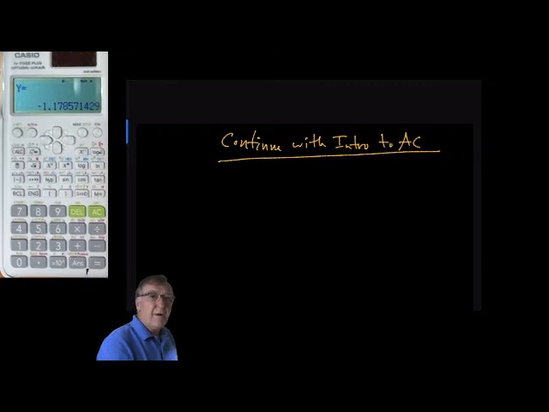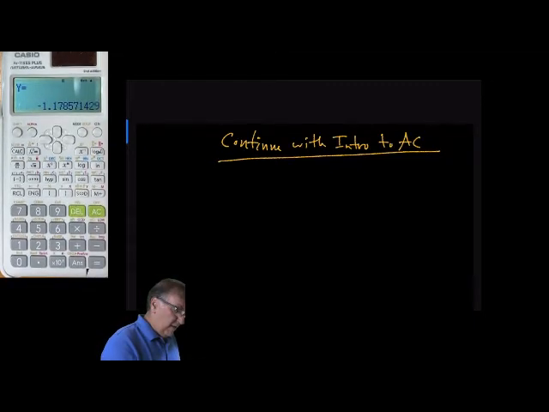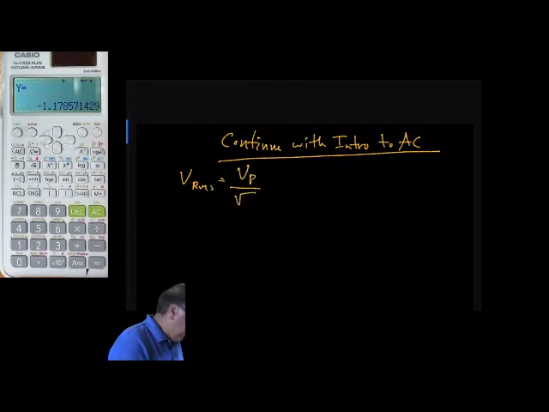We're going to continue our discussion with our intro to AC. Last time we talked about VRMS is equal to V peak over square root of 2. And if we do V of T equal to 650 cosine of 377 T minus 120 degrees. This is our V peak.